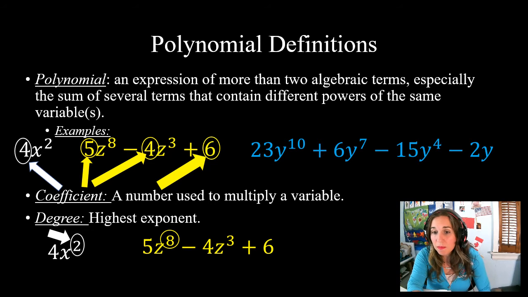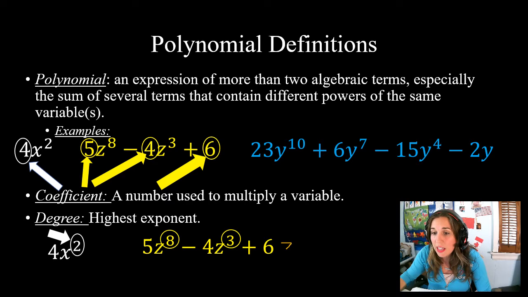We have 8, our first term, 5z to the 8th. The z is being raised to the 8th power. In our second term, minus 4z cubed, the z is being raised to the 3rd power, okay? And it is worth mentioning that if we look at our last term here, this 6, there's no variable and there's no power, but I do want to mention that there actually is an invisible variable and an invisible power here.